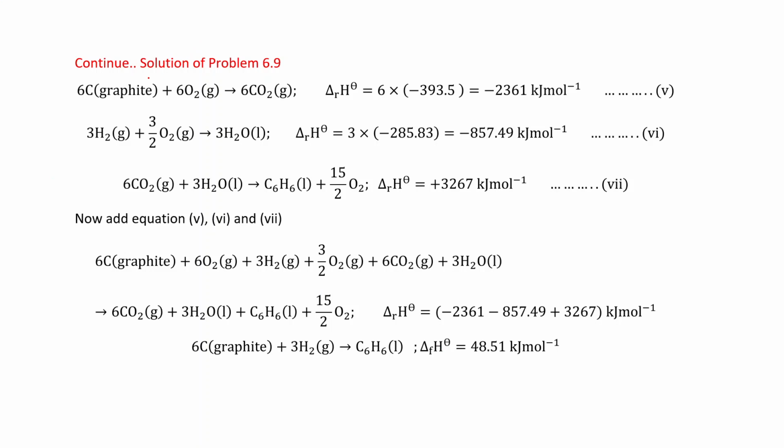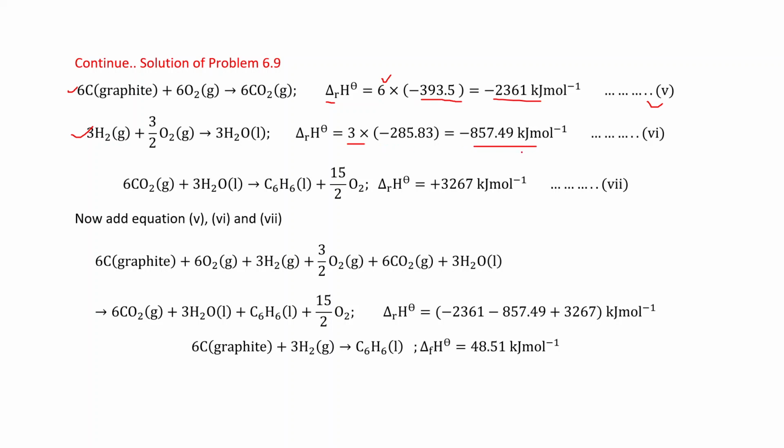Now we will get this. If we multiply that formation of carbon dioxide by 6, then at the same time we will also multiply this enthalpy of formation of carbon dioxide by 6. Now this does not remain as enthalpy of formation. We will write it as standard enthalpy of reaction, and this we numbered as equation 5. In the same way, this enthalpy of formation of H2 is multiplied by 3. That's why its value is also multiplied by 3. We will get this one.